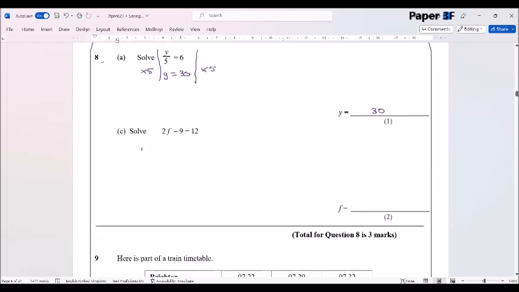Next one says C on here. I think they meant it to be B. We've got 2f minus 9 equals 12. So again, pair of method lines. We're going to make a 0 pair with that minus 9, so the inverse of negative 9 is we're going to add 9 to both sides. So we get 2f is equal to 21. And then divide both sides by 2. We get 21 divided by 2, which of course is 10.5. So 10.5 there. Nice and straightforward.